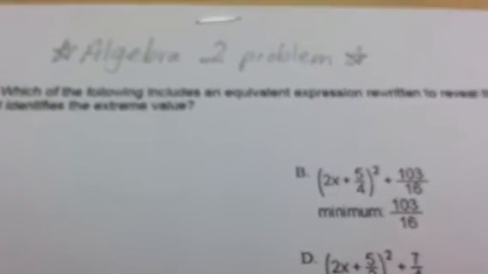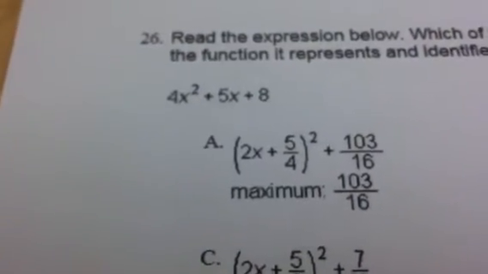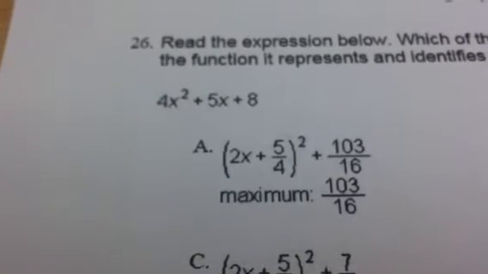Number 26 says read the expression below. Which of the following includes an equivalent expression rewritten to reveal the maximum or minimum value of the function it represents and identifies the extreme value? The expression they have written is 4x squared plus 5x plus 8.